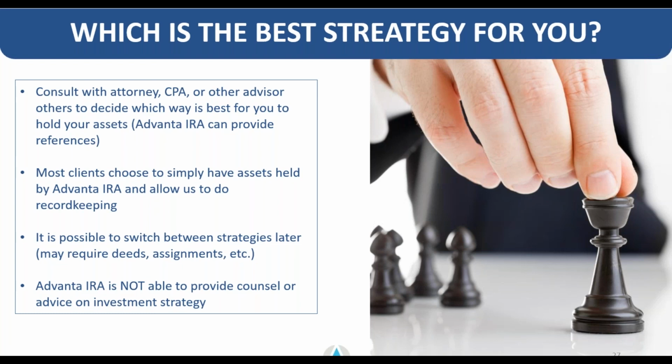Most clients typically do choose just to have Advanta hold the assets because they have that additional protection and the additional buffer of our oversight and our professional expertise in what we're doing. And it's also possible to switch between these strategies later on. It may require a quitclaim deed or assignment of ownership interest in the assets, but you can set up an LLC now and decide to wind it down and still hold those assets in your retirement account directly, or vice versa. You could make a number of investments directly through your Advanta account and then decide, hey, I want to consolidate these for one reason or another into an LLC. That's perfectly fine. That's a strategy we've done both directions plenty of times, and your account manager can help you through that process.